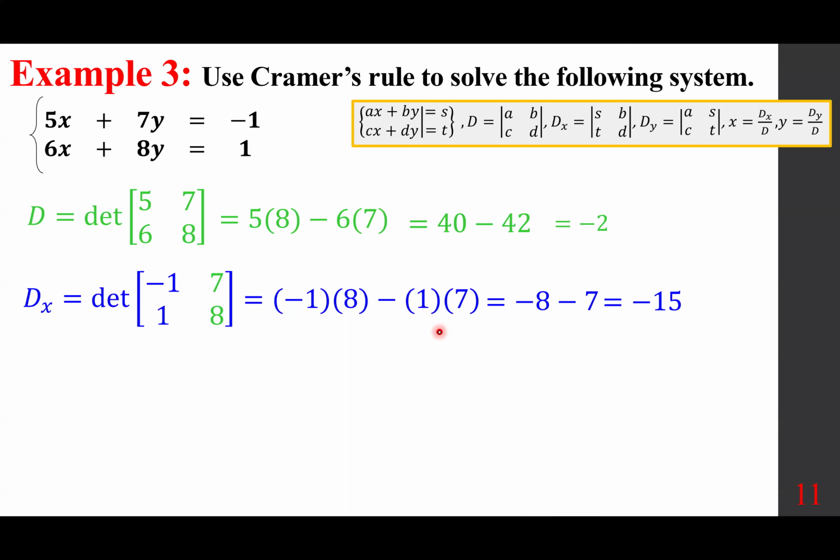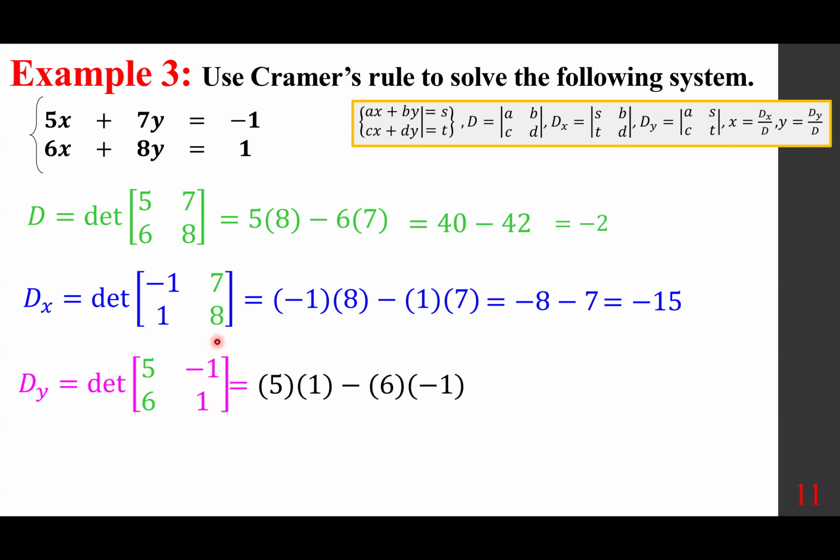For D sub y, we go back to the D, and we keep the first column, the y column is changed now. So please understand it's the y column that we change. When we do that, we get 5 times 1 minus 6 times negative 1. This gives us positive 5. This gives us positive 6. They add up to 11.